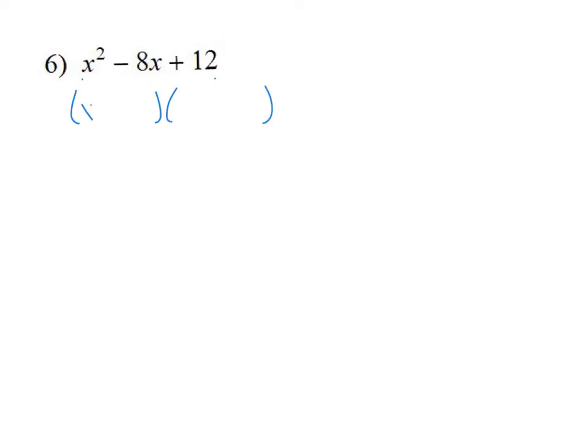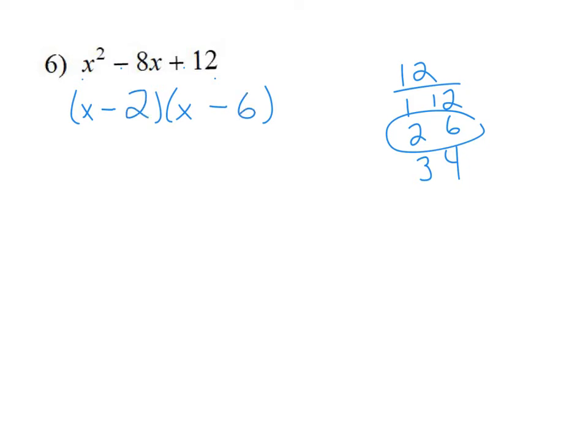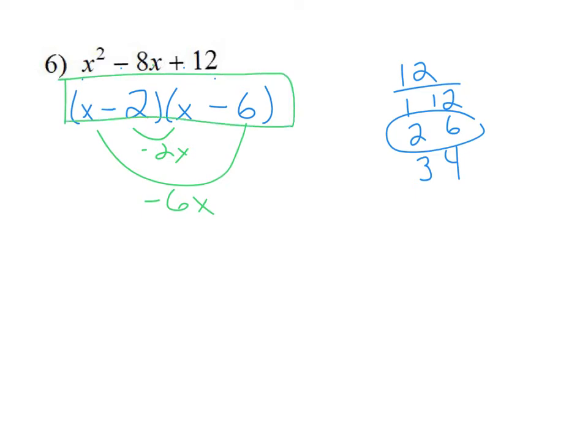So for x squared, we're going to have an x out front, and we have a negative and then a positive, so that means these are going to both be negative. And we're going to look for things that multiply to get 12 that'll add to get 8. So we have 1 and 12, 2 and 6, 3 and 4. And 2 and 6 add together to get 8. So 2 and 6, and we can check it by doing negative 2x and negative 6x. That indeed gives us negative 8x, so this is the factored form.